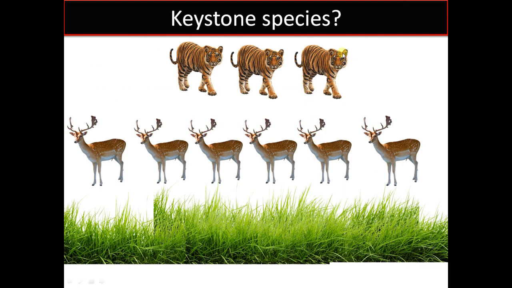So let's take an example. Tiger is a keystone species in forest. So you can see this is a producer, grasses. Then this is grazed by primary consumers like deer. Then that is preyed upon by top predators like tiger. So tiger is a keystone species. So what happens if there is a reduction in tiger population? Let's see.